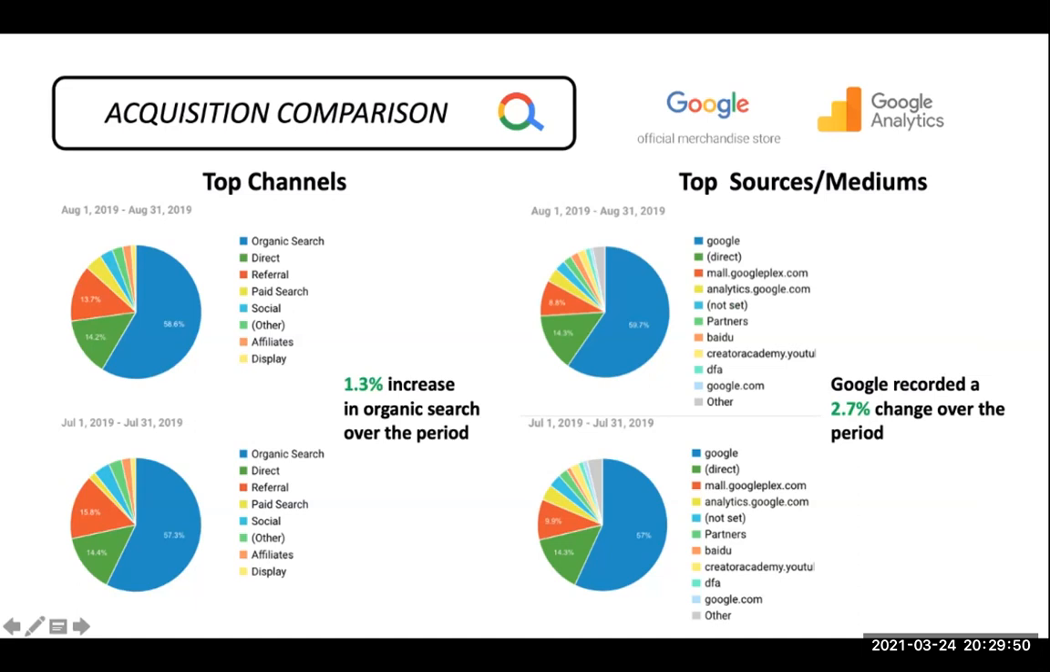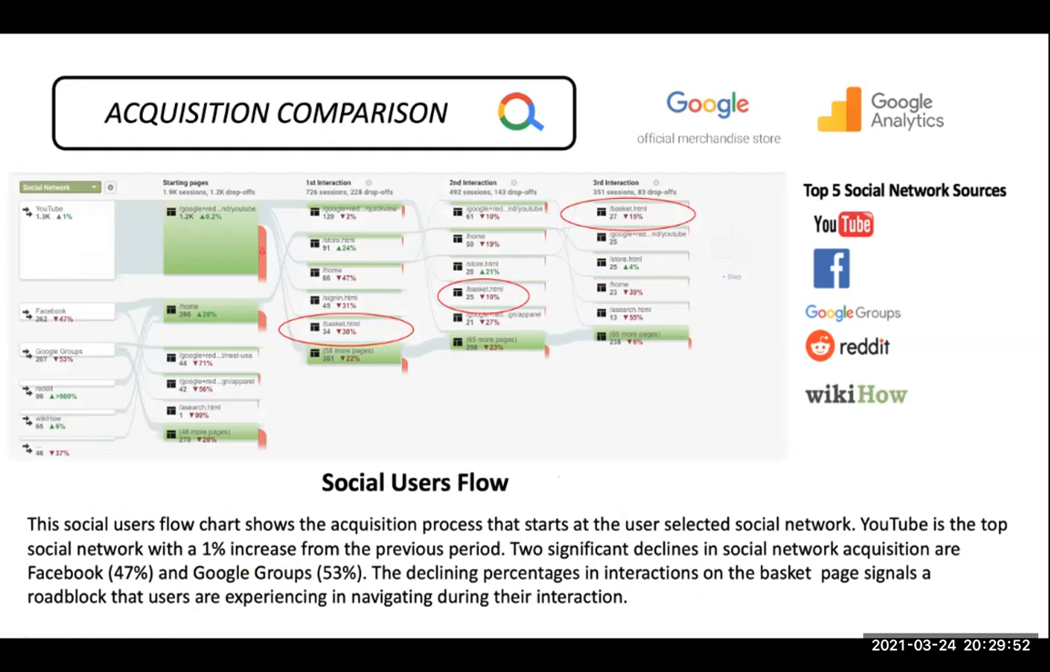All right, you don't necessarily have to comment on the acquisition comparison, but you can see, for example, that you're losing persons on Facebook, 47%, if you look at where persons are coming from. These are the top five social network sources: YouTube, Facebook, Google, Reddit, and WikiHow. Reddit is very big in Canada. It's not necessarily big in Jamaica. The Google groups, there's a 53% decrease.